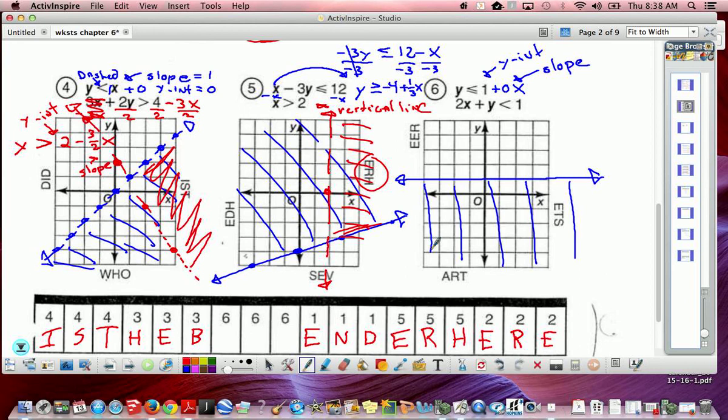Now when I do the last one here, subtract the 2x. So what's nice is y is less than 1 minus 2x. So my y-intercept is at 1, and my slope is negative 2. So that means I go down 2 to the right 1, down 2 to the right 1, down 2 to the right 1, or up 2 to the left 1. This one is dashed because it doesn't have the equals.